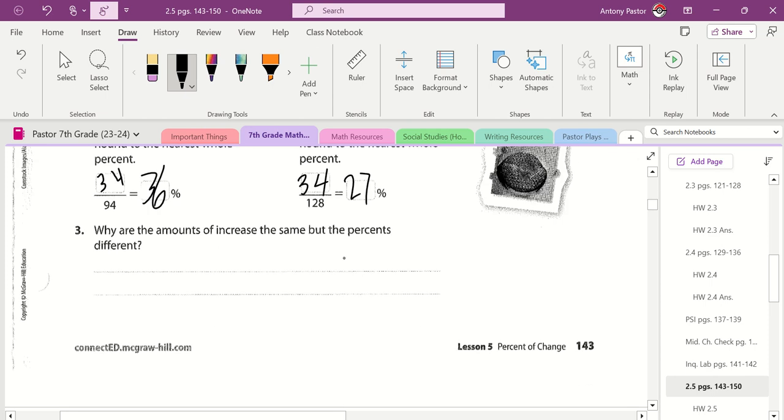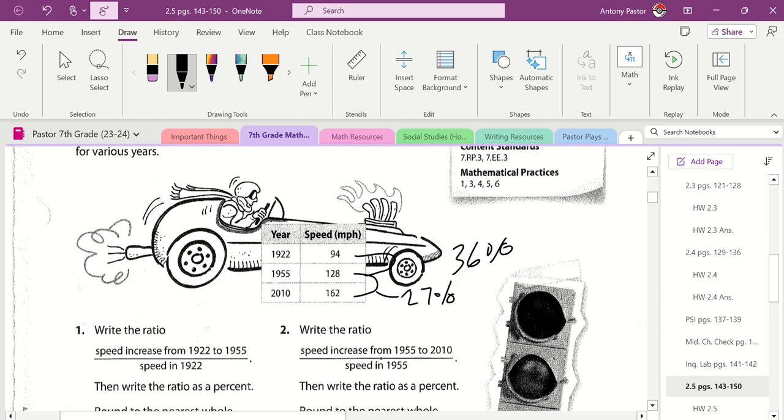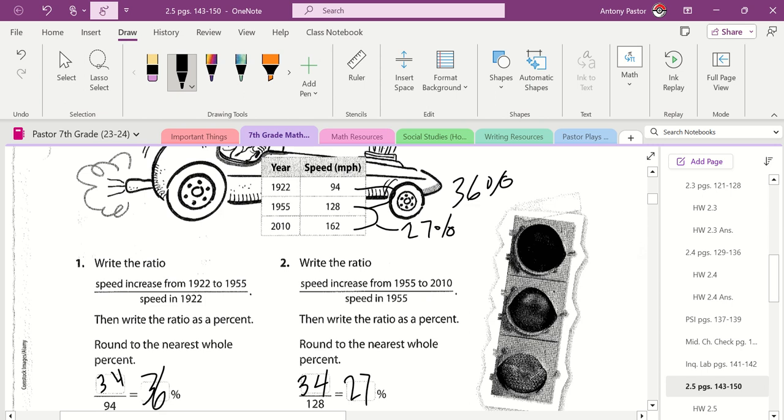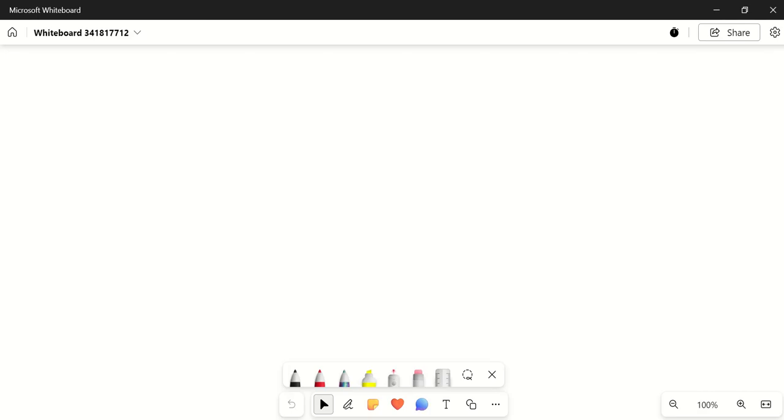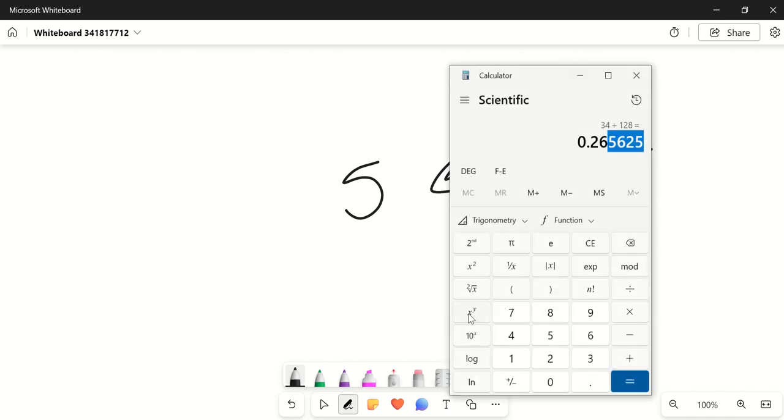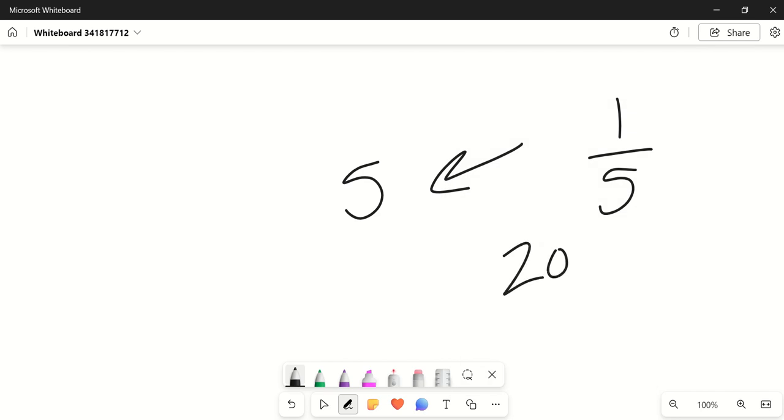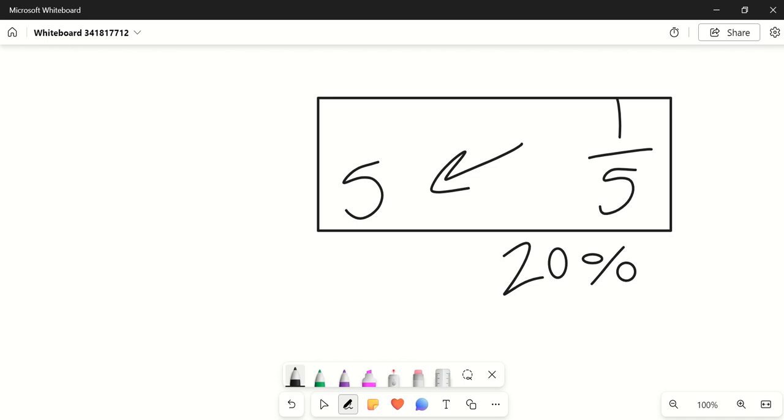Why are the amounts of increase the same, but the percents different? So remember, when you come up with a different number, a percentage of that number will change. So for example, think of it like a quiz. So there are 5 questions on the quiz. That means every question is worth 1/5 of your grade. And if I take 1 divided by 5, and I jump it twice to the right, every question is worth 20% of your grade on that quiz, test, whatever, if there's only 5 questions.